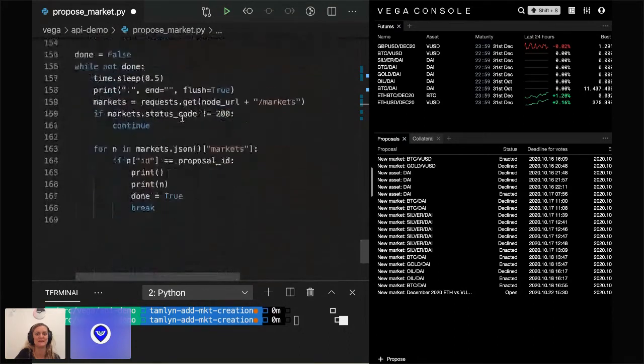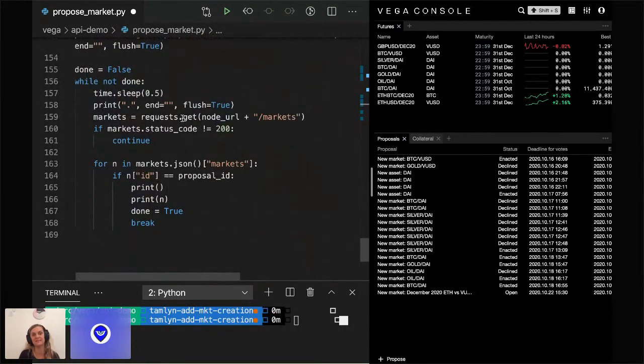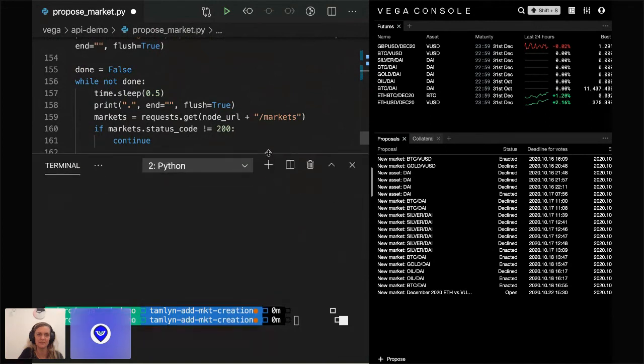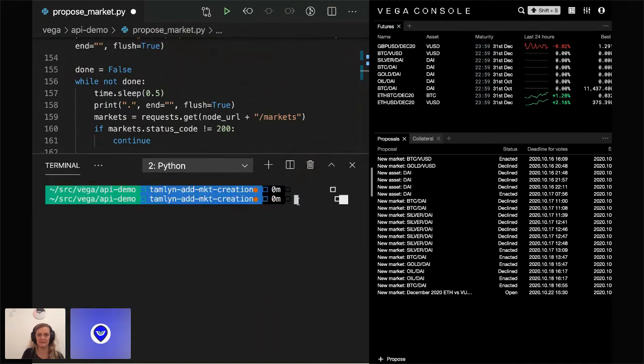And then we're going to check the markets on Vega and see if our new market exists. So I'm very excited by this. I'm going to just run the code. Let's see how we go.